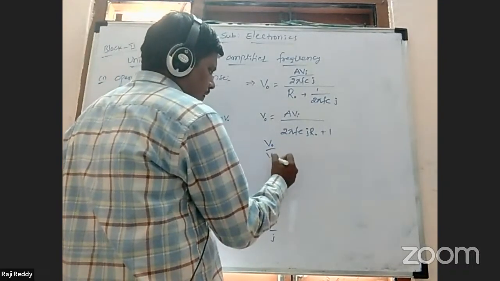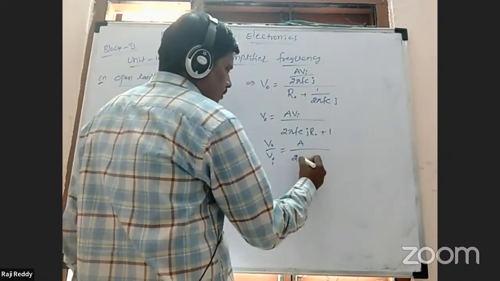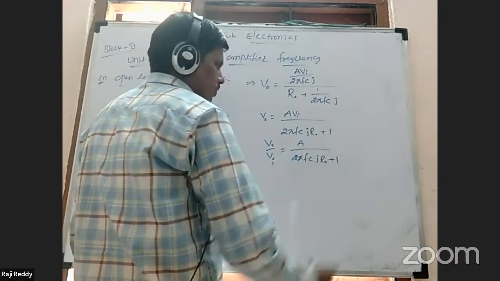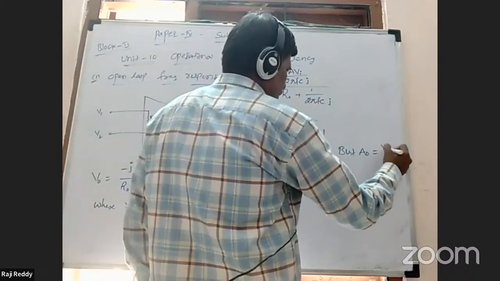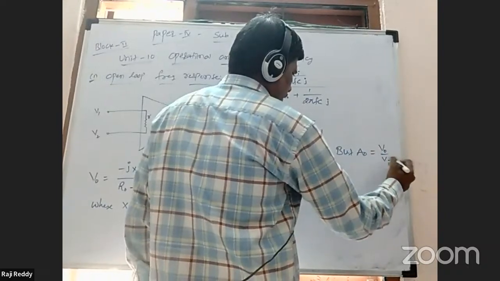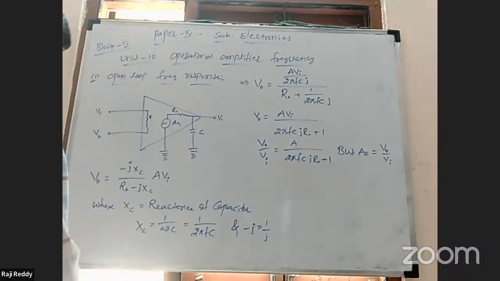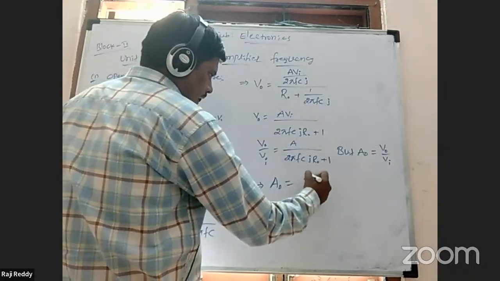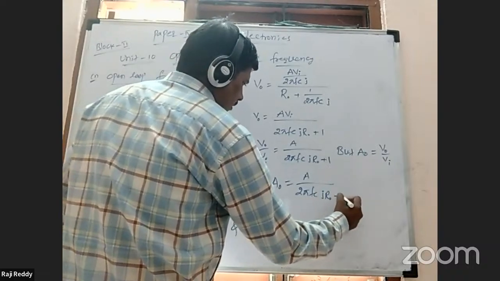Cross multiplication: v naught by vi is equal to A by 2 pi fc into j r naught plus 1. But we know the voltage gain A naught is equal to v naught by vi. Instead of v naught by vi, it can be written as A naught. So in this equation, we can modify it like this: A naught is equal to A by 2 pi fc into j r naught plus 1.